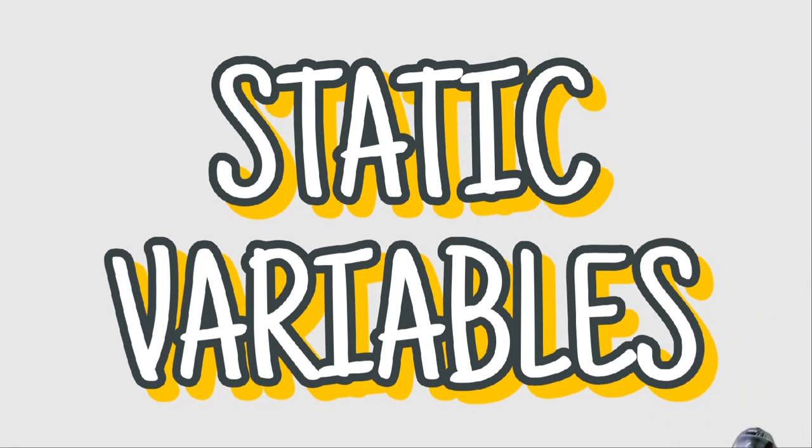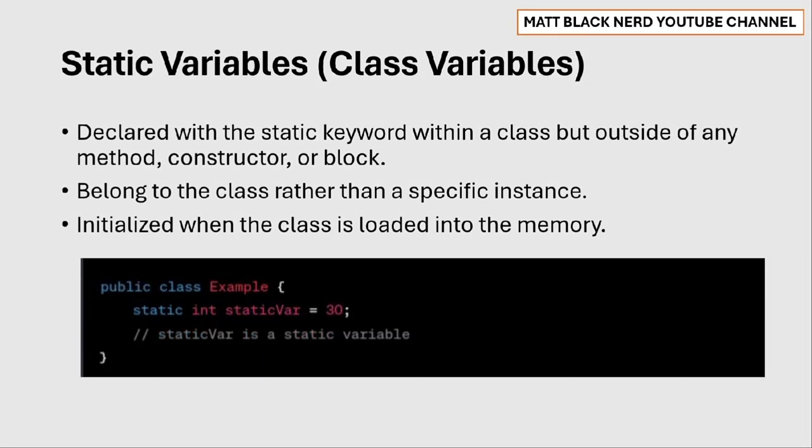What are static variables? Static variables are declared with the static keyword within a class but outside of any method, constructor, or block. Static variables belong to the class rather than a specific instance. Static variables are initialized when the class is loaded into the memory. In this example, static var is a static variable that is declared within the class called example.